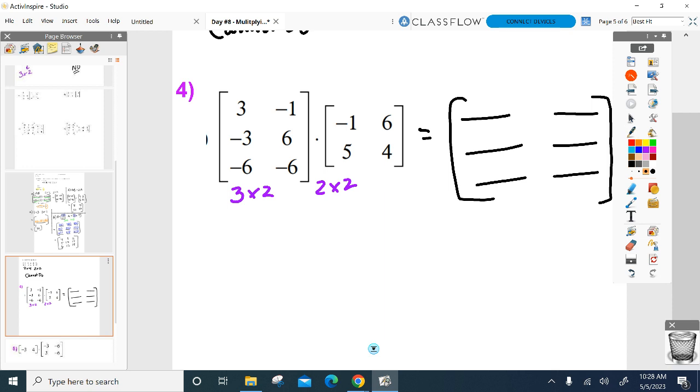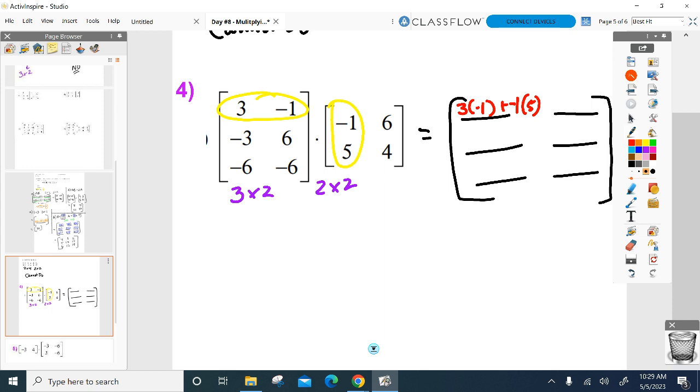Row times column. Everyone ready? Row times column. Row 1 with column 1. 3 times -1 plus -1 times 5. Everyone all right where I got those numbers from?